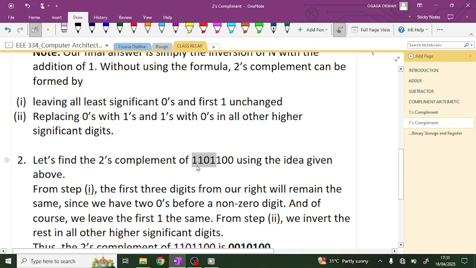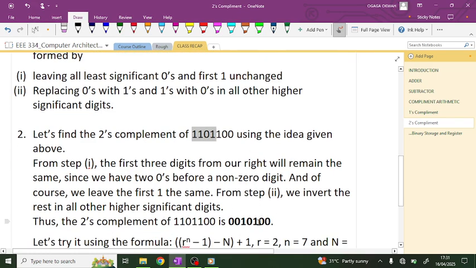So that will now give us what? Here will be 0, here will be 0, here will be 1, here will be 0. Then the rest will remain the same, exactly what we have here.